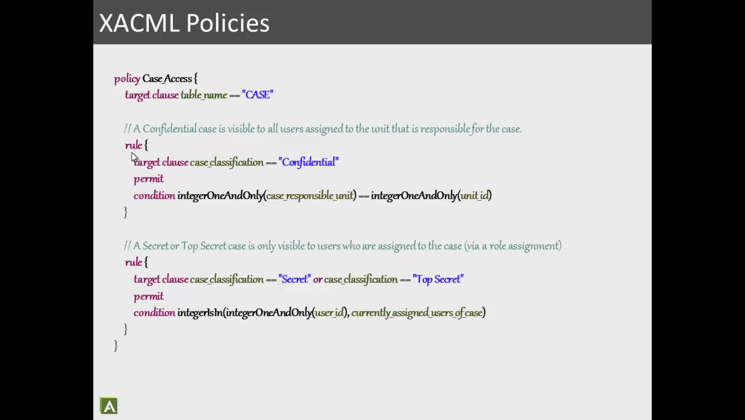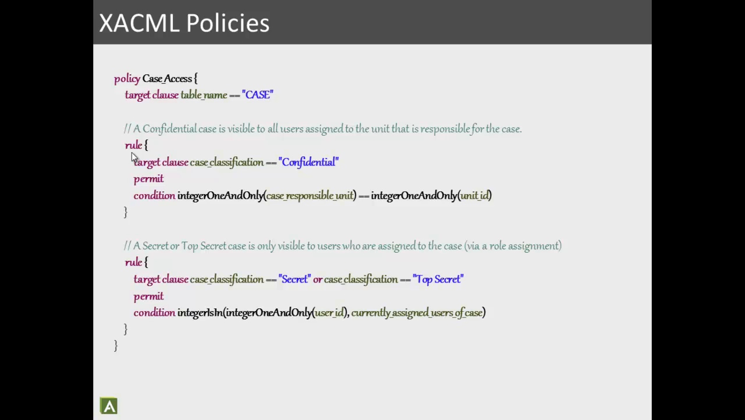Both rules yield a permit. The first rule matches when the classification of the case is confidential. We compare the integer identity of the responsible unit for the case with the integer identity of the unit to which the user belongs. If the unit of the user is equal to the unit of the case, and if the case classification is confidential, then access is granted to the case.